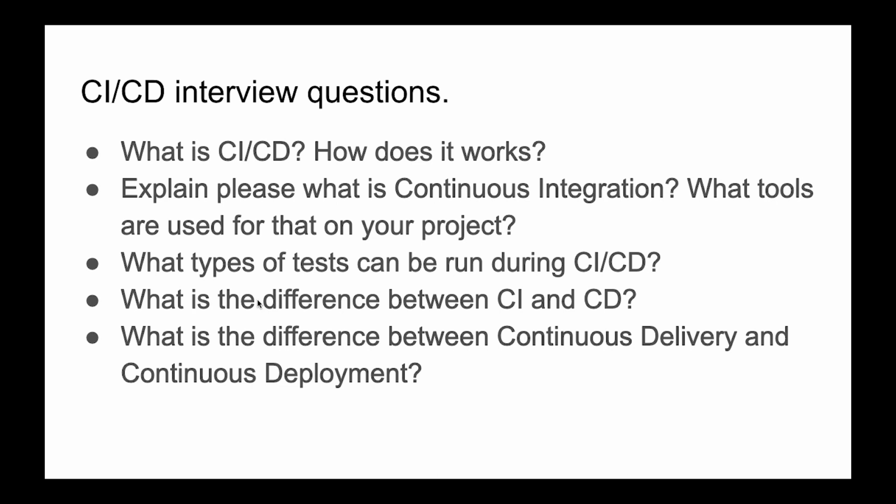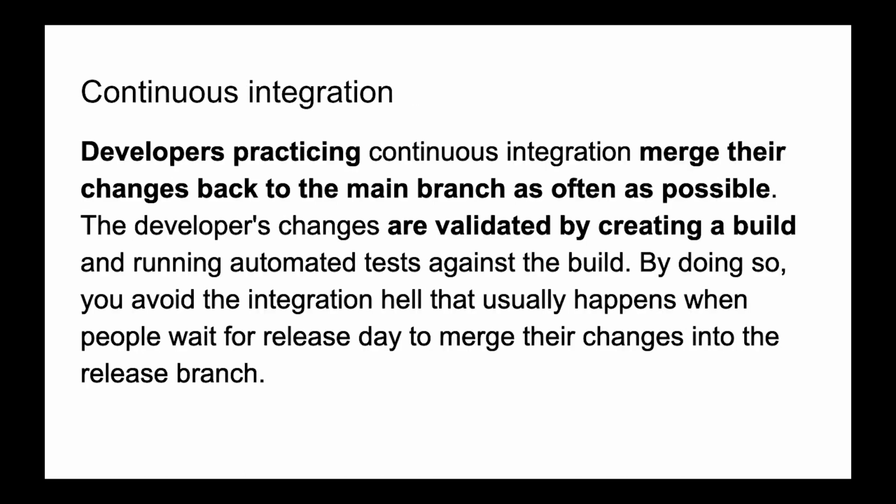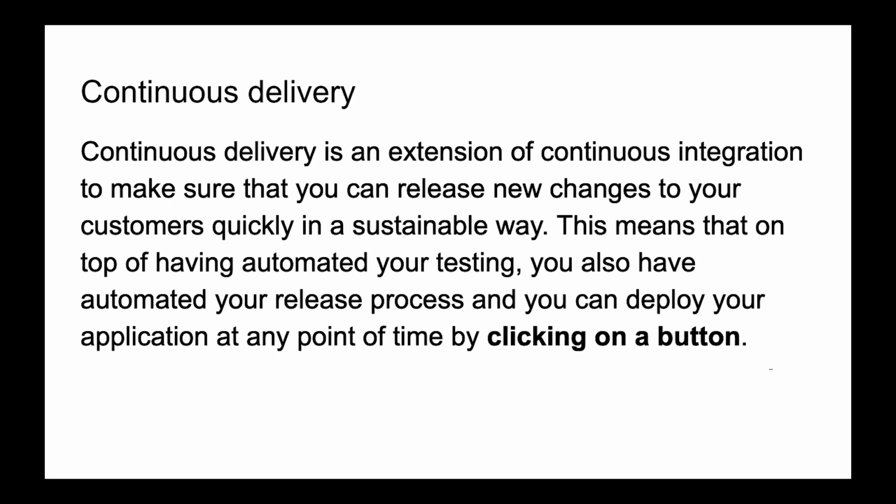The next question is very popular. What's the difference between continuous integration and continuous delivery, or CI and CD? We already mentioned that continuous integration is a practice of merging our changes to the main branch as often as possible and then validating it by running unit tests, running linting, and in the end build. And continuous delivery is an extension of continuous integration. We can say it's the next step, when we deploy our code build to the staging environment.